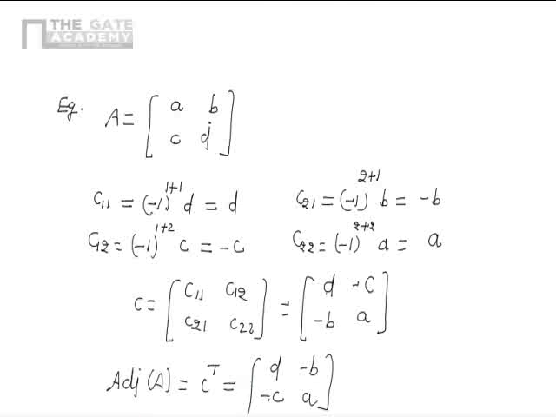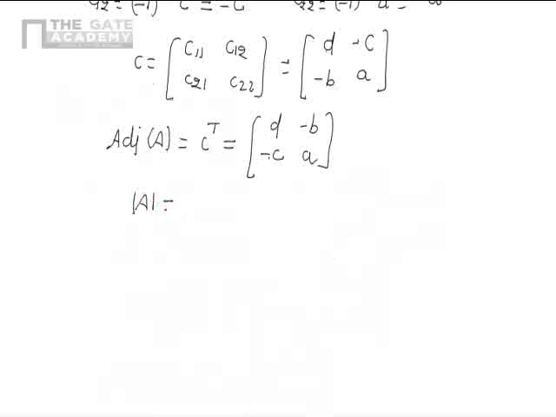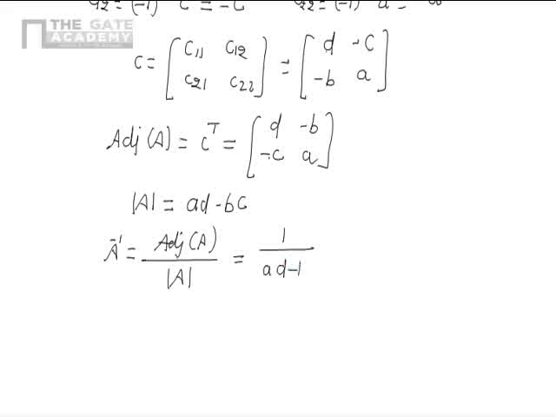Now the next thing to find out the inverse is I need to calculate the determinant. So determinant of matrix A is A into D minus B into C. So the A inverse is nothing but adjoint of matrix A divided by determinant of matrix A. So this will be 1 upon AD minus BC, that is the determinant, and the adjoint of this matrix is D, minus B, minus C and A. And each term can be divided by AD minus BC.